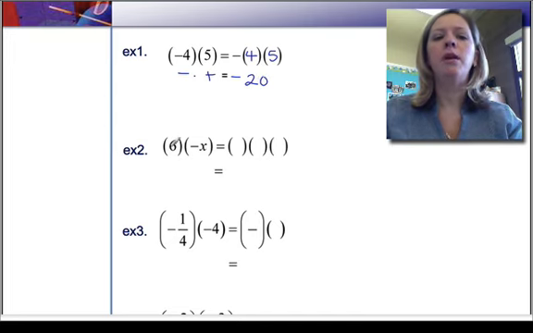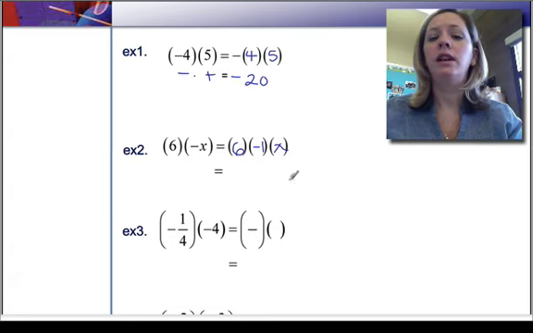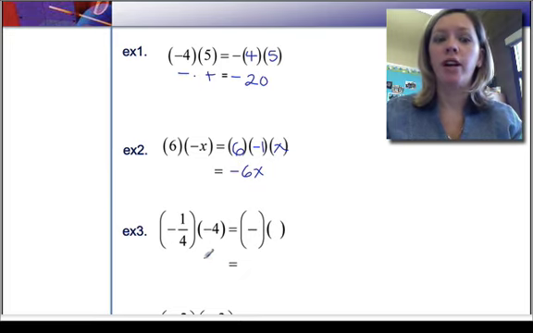Here's another example. If we have 6 times negative x, a lot of times when we have something like negative x, remember there's really a coefficient there, and that coefficient is negative 1. So that negative x is really like negative 1 times x. So then we can do 6 times negative 1, which we know is negative 6, and then multiply that by x.